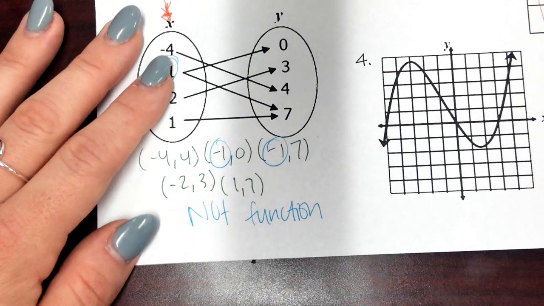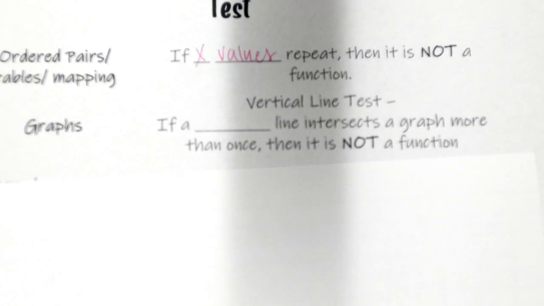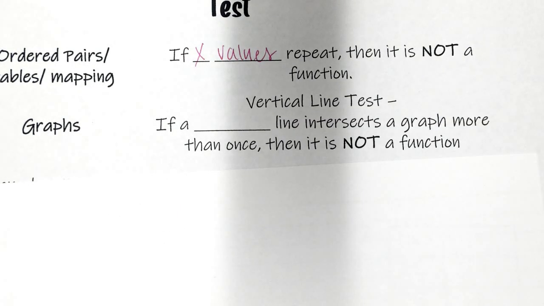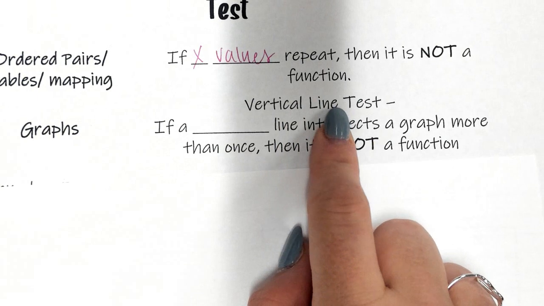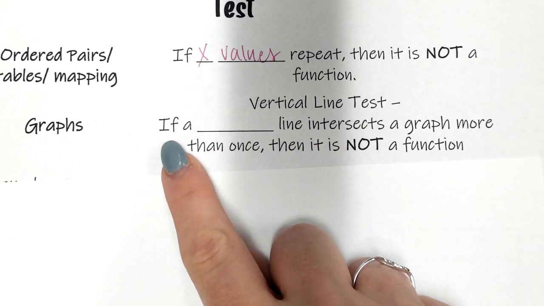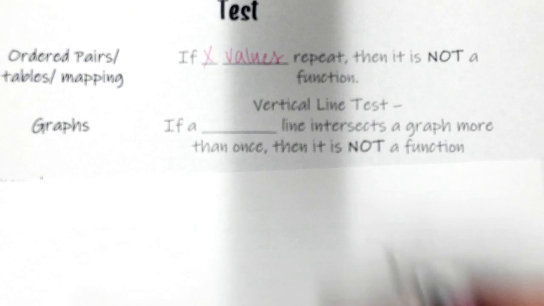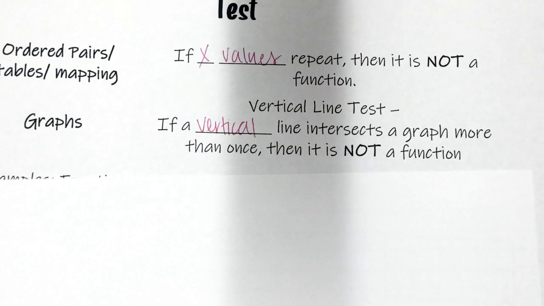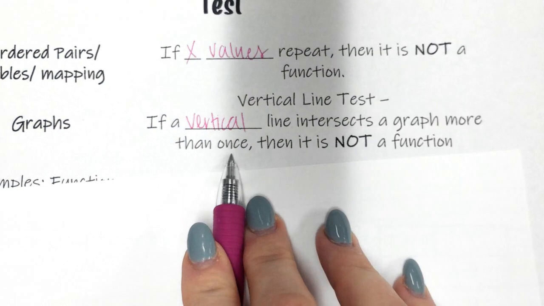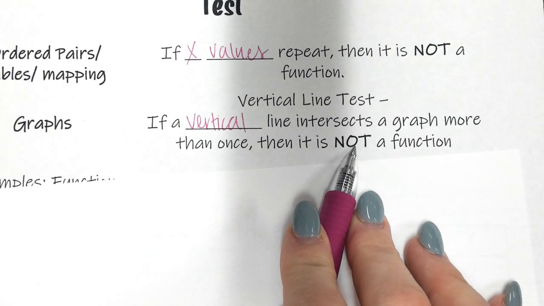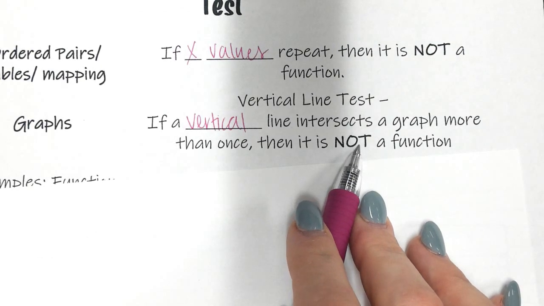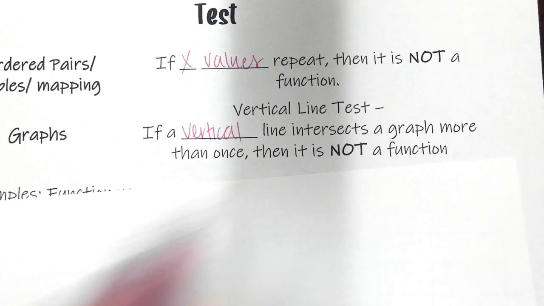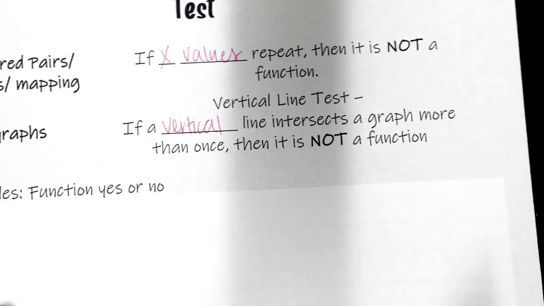Okay, but if we have a graph, our test is going to be different, accomplishing the same thing, but we look at it differently. We're going to use the vertical line test: if a vertical line intersects a graph more than once, then it's not a function. We're doing the same thing. If it crosses our vertical line more than once, then it repeats x values.